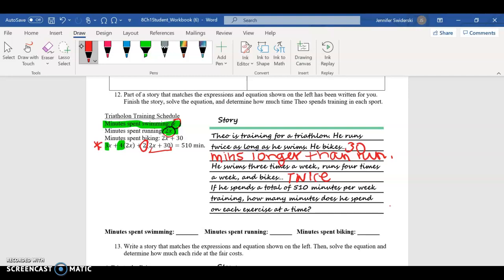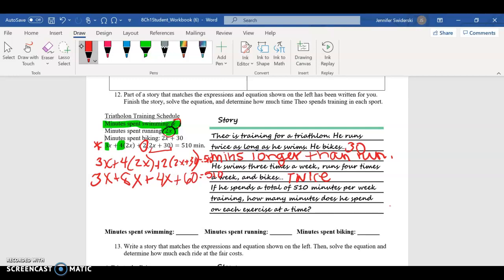Okay, well, we just need to solve this. So do it with me. We have 3x plus 4 times 2x plus 2 times 2x plus 30. I'm just rewriting this equation equals 510. Let's solve. We need to distribute. So I have 3x plus 4 times 2x would give me 8x. Plus, I need to distribute here. 2 times 2x is 4x. 2 times 30 is 60. It's 510. Combine those like terms.